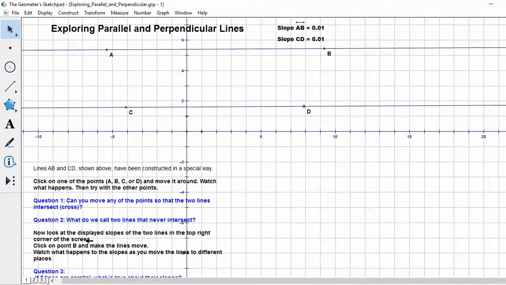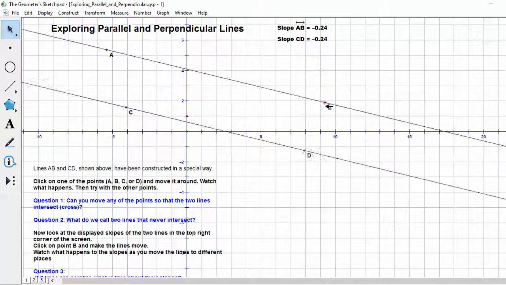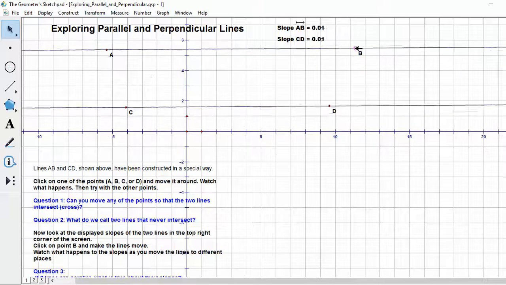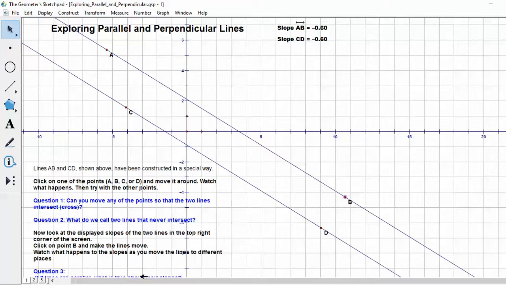It says, what do we call the two lines that never intersect? Now up here, it displays the slope. This is in decimal form instead of fraction, because Sketchpad prefers decimals. But you can see that as I move B and change the slope of one of the lines, the slope of the other line also changes. And watch what happens to the slopes.